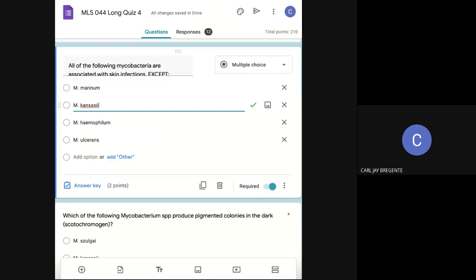while M. marinum, haemophilum, and ulcerans are causative agents of skin diseases.